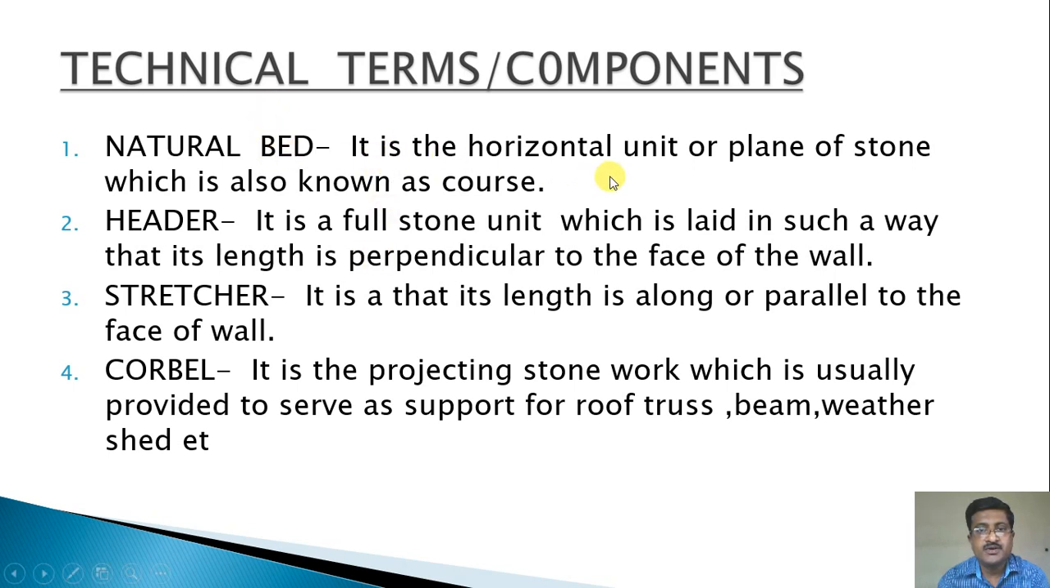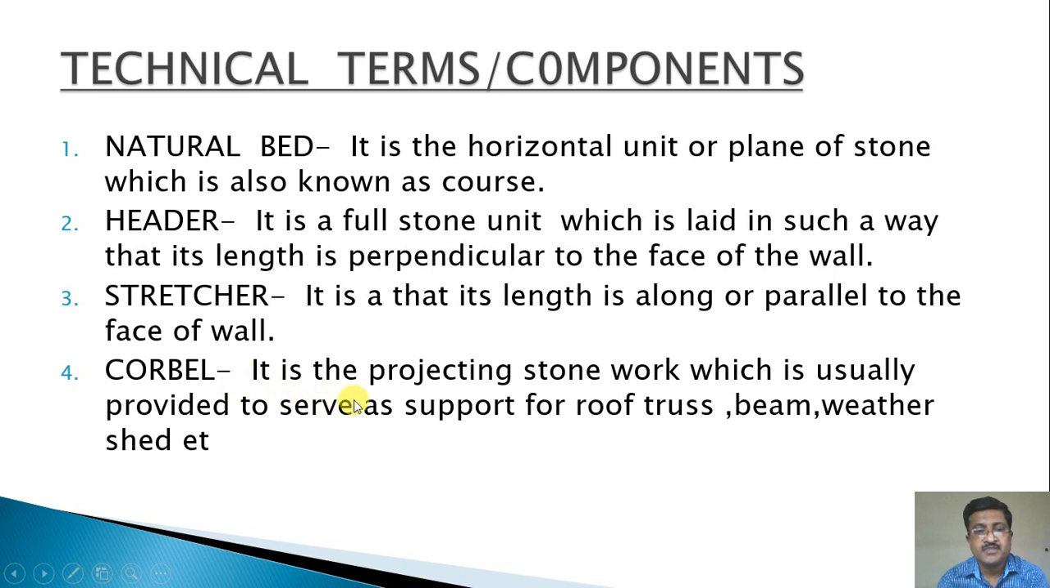Natural bed: it is a horizontal unit or plane of stone, which is also known as a course or a natural bed. Header: it is a full stone unit which is laid in such a way that its length is perpendicular to the face of the wall. Stretcher: its length is along, or parallel to, the face of the wall.